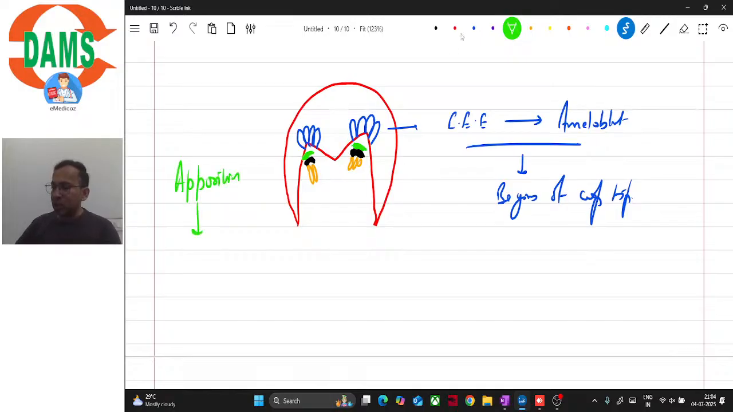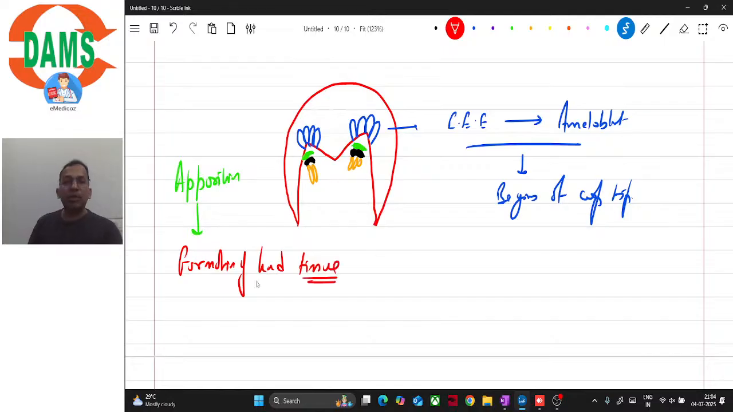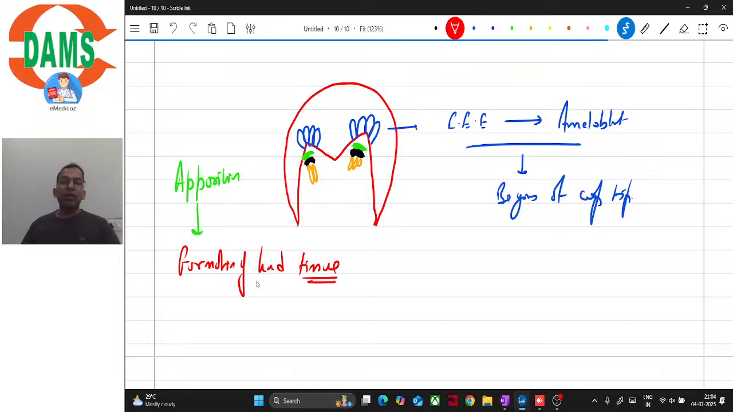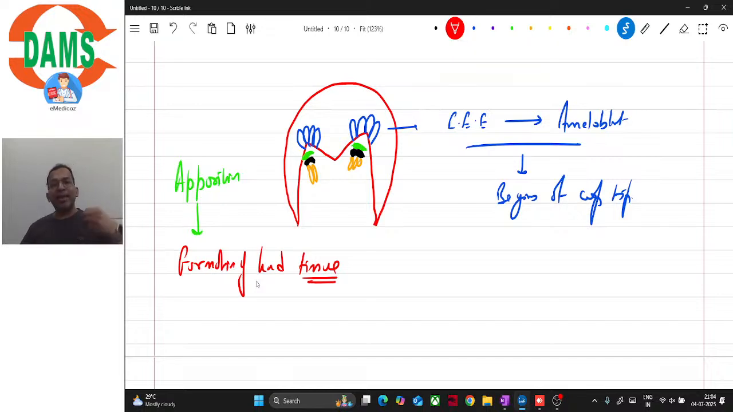So what is apposition? Formation of hard tissue, right? Formation of hard tissue, that is enamel, dentine. Clear? So the formation of hard tissue, that is apposition, it begins in the late bell stage. So apposition begins in the late bell stage. Histodifferentiation, morphodifferentiation, they begin in the cap stage, and initiation is with the formation of the bud. Clear?